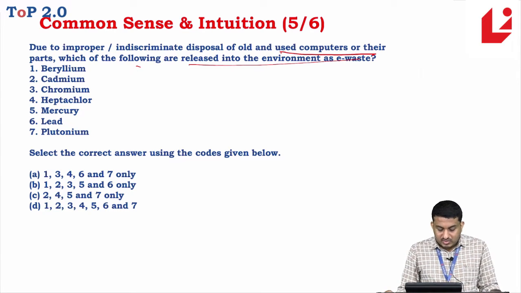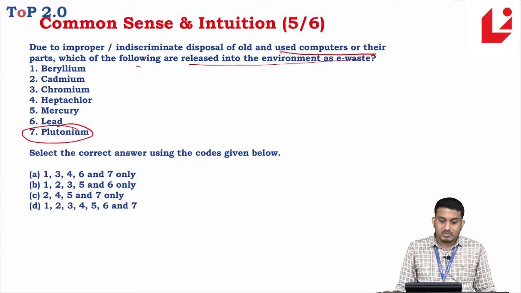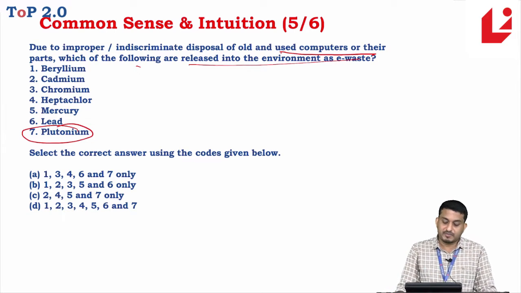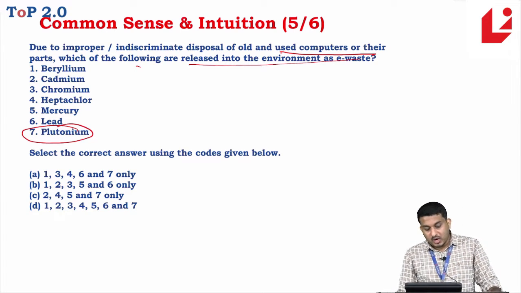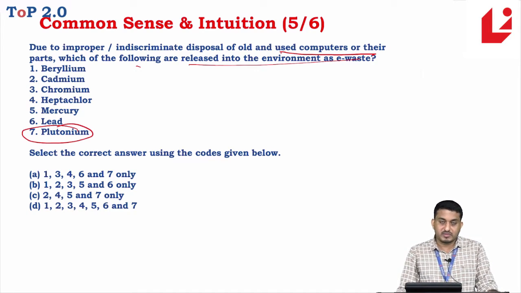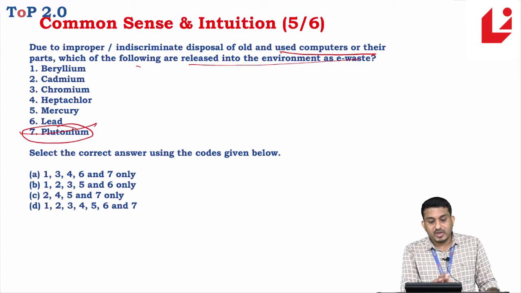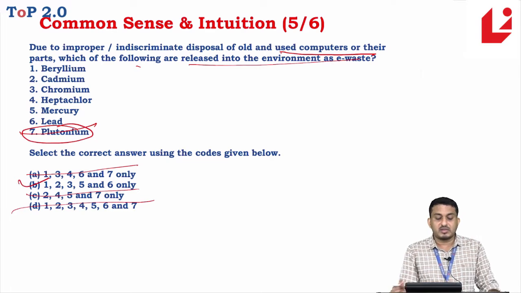Now, once you see plutonium here, you know plutonium is radioactive and hence cannot be used in day-to-day computer electronic items. So with that logic, you can eliminate 7. So if you can eliminate 7, what is the answer? A, C and D you can eliminate. What is the answer? Answer is B, 1, 2, 3, 5 and 6.